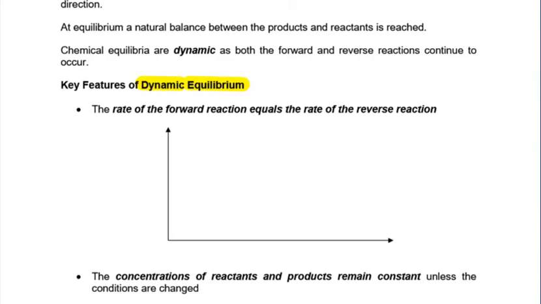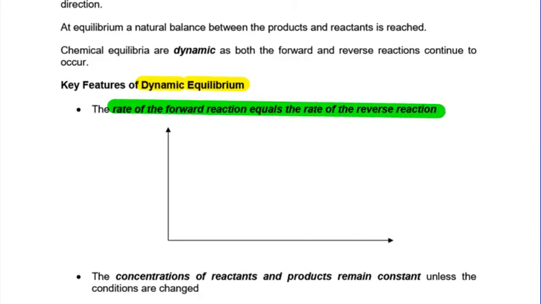If you're asked the key features of dynamic equilibrium, the first thing you're going to write down is rate of forwards equals rate of reverse reaction. How could we show that on a graph? So what we're going to plot is a graph of rate. So we can see the rate of the forward reaction and the rate of the reverse reaction over time. I'm going to use two colours. I'm going to take my forward reaction in one colour.